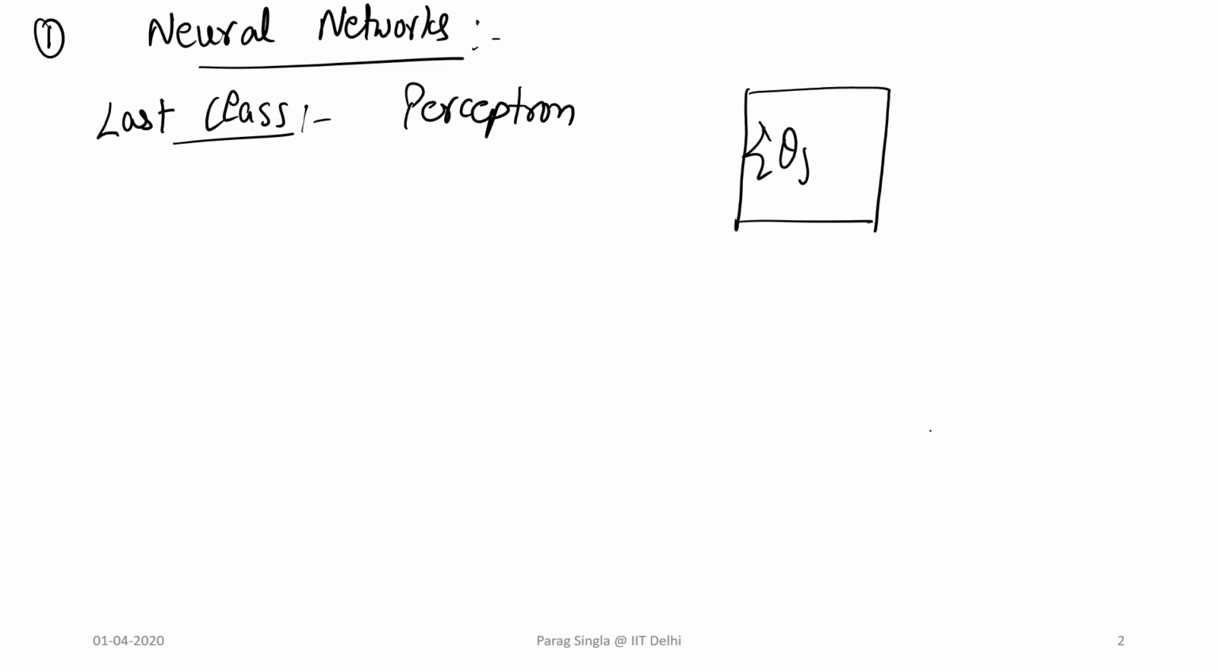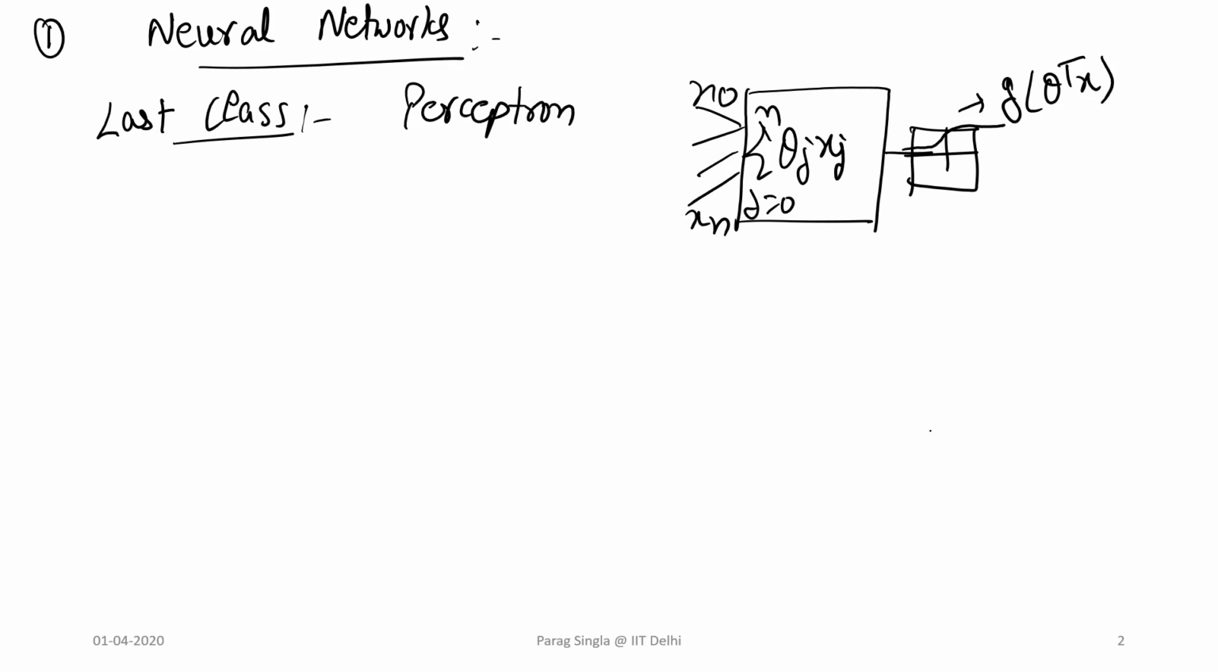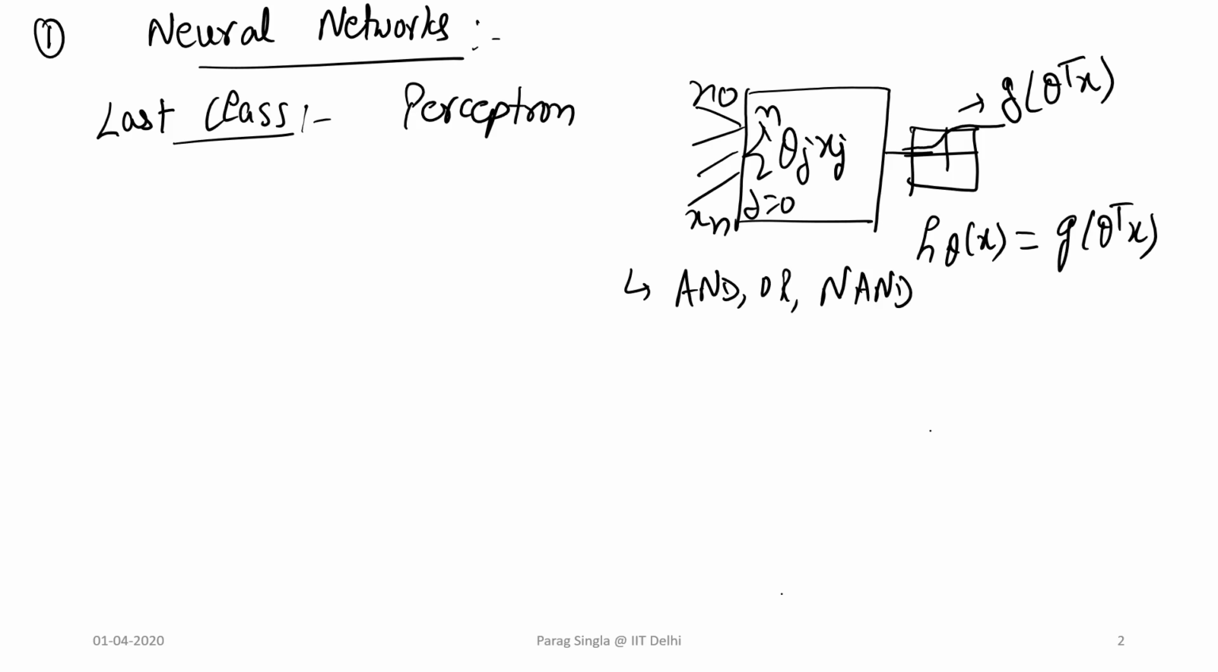So we had theta j xj, j equal to 0 to n. These are various inputs going from x0 to xn, and there is this activation function which we said initially we talked about the step function, but then we said this could be approximated by sigmoid, right? G of theta transpose x, right? And h theta x was nothing but G of theta transpose x, right? Where G is the sigmoid function, right? And then we said that this could represent interesting functions such as AND or NAND and so on, right?